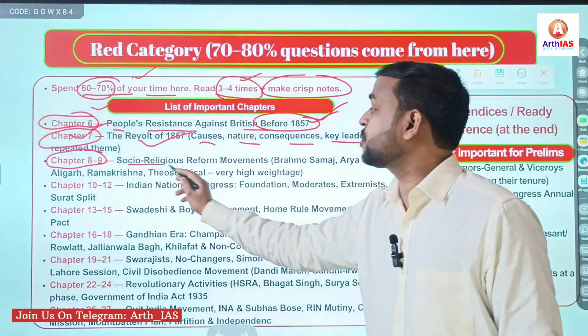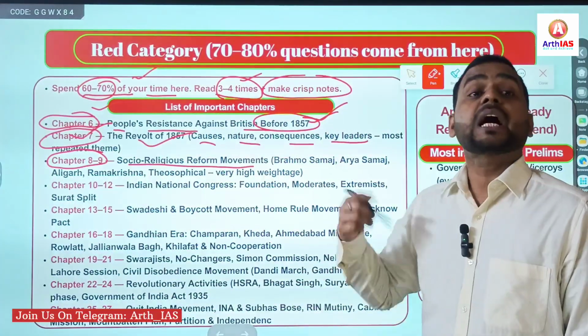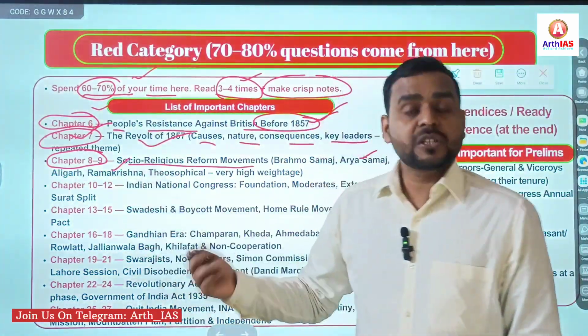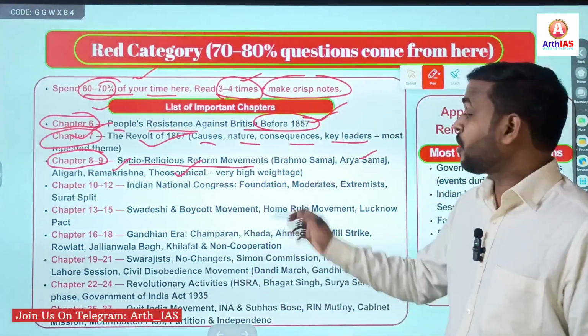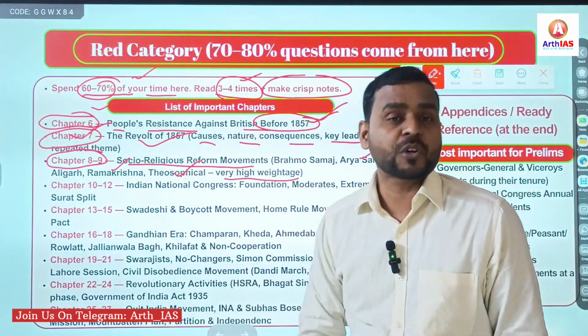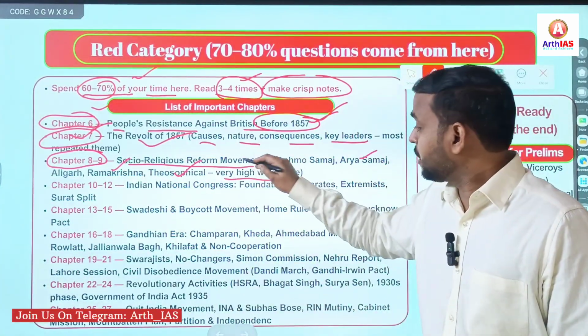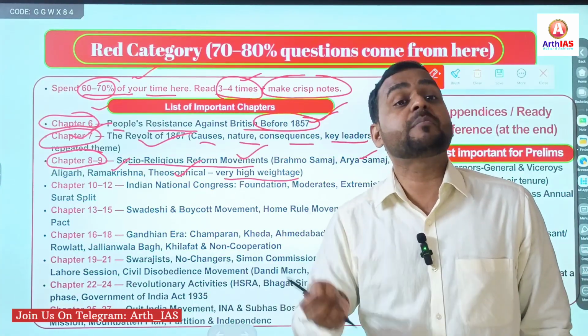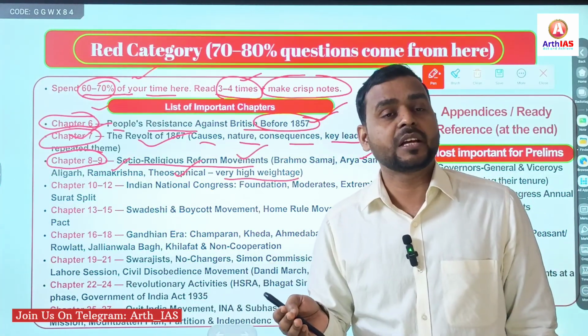Next important chapter, chapter 8 and 9 combined. It is related to socio-religious reform movements. So Arya Samaj, Brahmo Samaj, RK Mission, Theosophical Society, all these topics are very important, and especially the names of these organizations, their founders, their members, and their activities are very important.